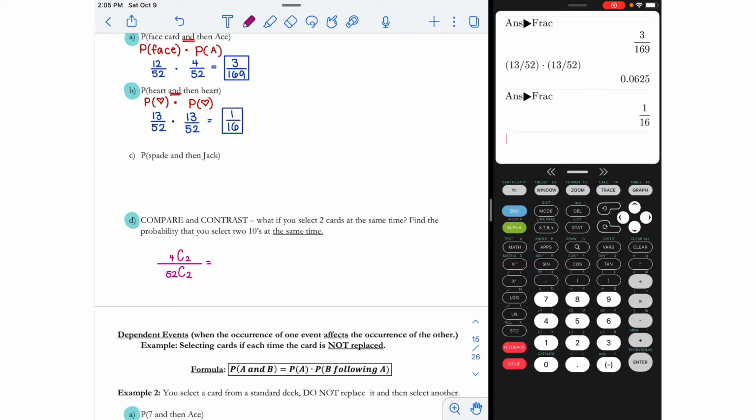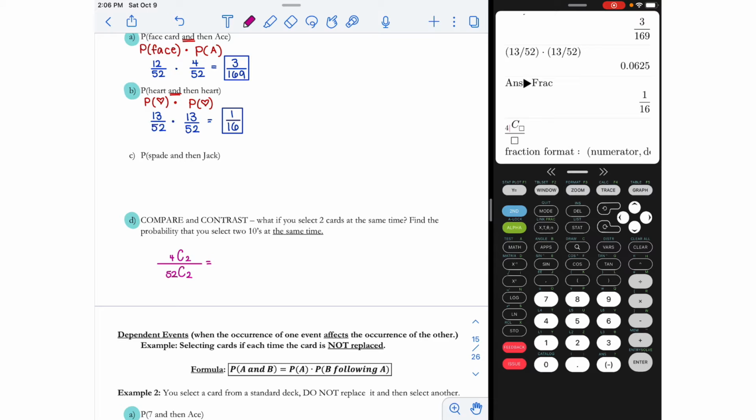And so this is something that we've done previously, but I don't want you guys to get confused when we're doing problems and we're mixing them all together. If I'm selecting 2 cards at the same time, it's 1 event. So we go back to this 4 choose 2 over 52 choose 2. So let's calculate this one.